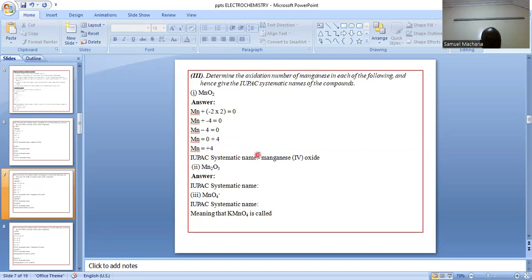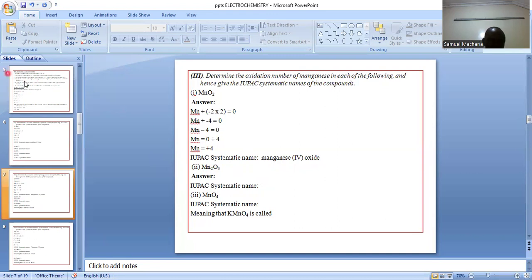And that is why the IUPAC systematic name for this compound is manganese 4 oxide. Then we can also look at the other compound, Mn2O3. You can also do the same working and work out the oxidation number of manganese, Mn, in this compound. I'll leave you to do this one. Then you also come up with the IUPAC systematic name. I want to work out together with you the oxidation number of manganese in part 3.